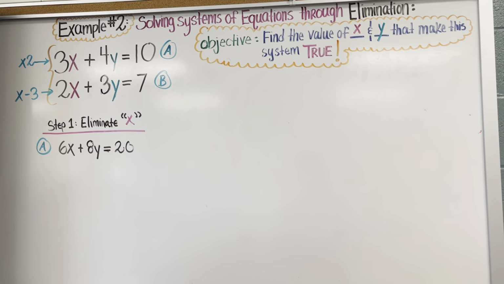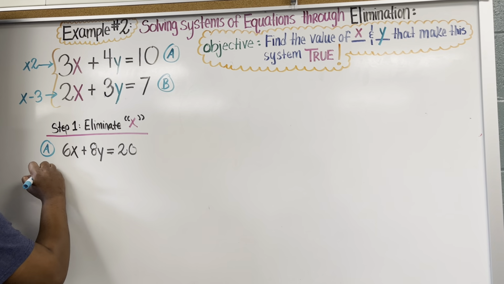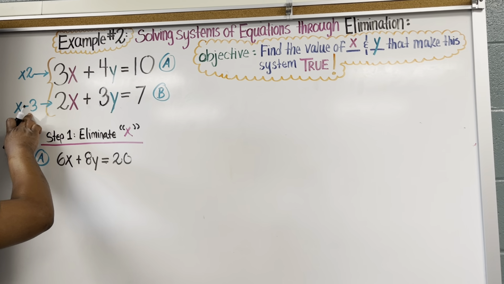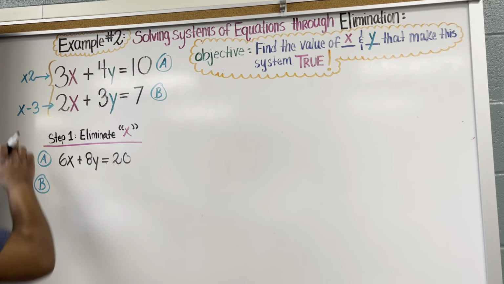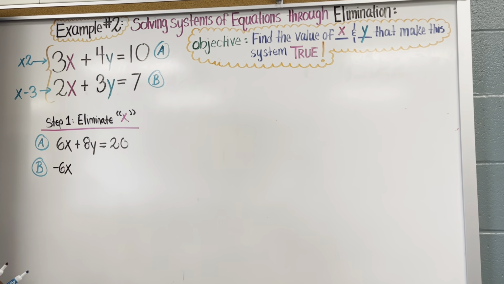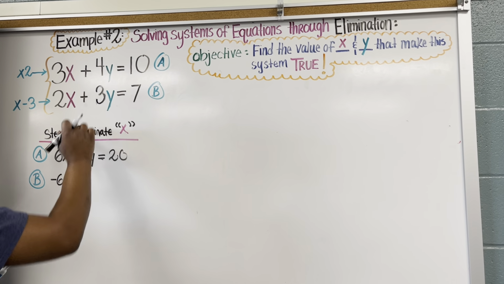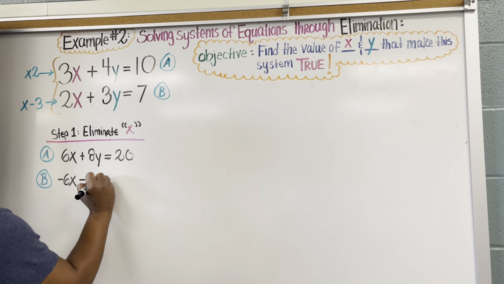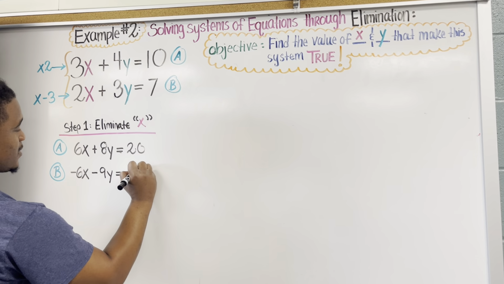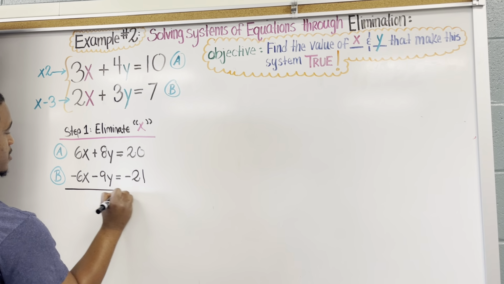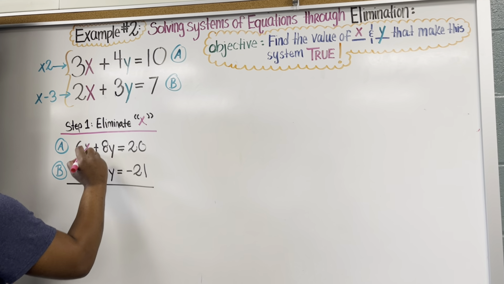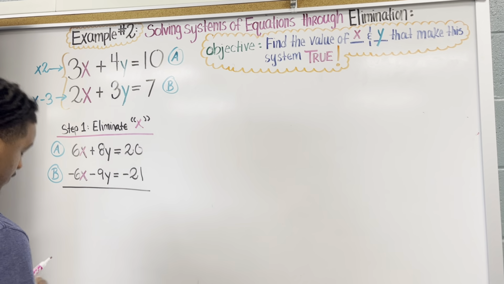Okay? Now, we're going to go to equation B. And we're going to do the same thing, but we're going to multiply this one by -3 because I want this to become -6x. So -3 times 2x is a -6x. -3 times 3y is -9y, so that's a -9y. And -3 times 7 is a -21. Okay, so we have updated our system of equations. I'm just going to color code everything so it's easy for us to follow along.